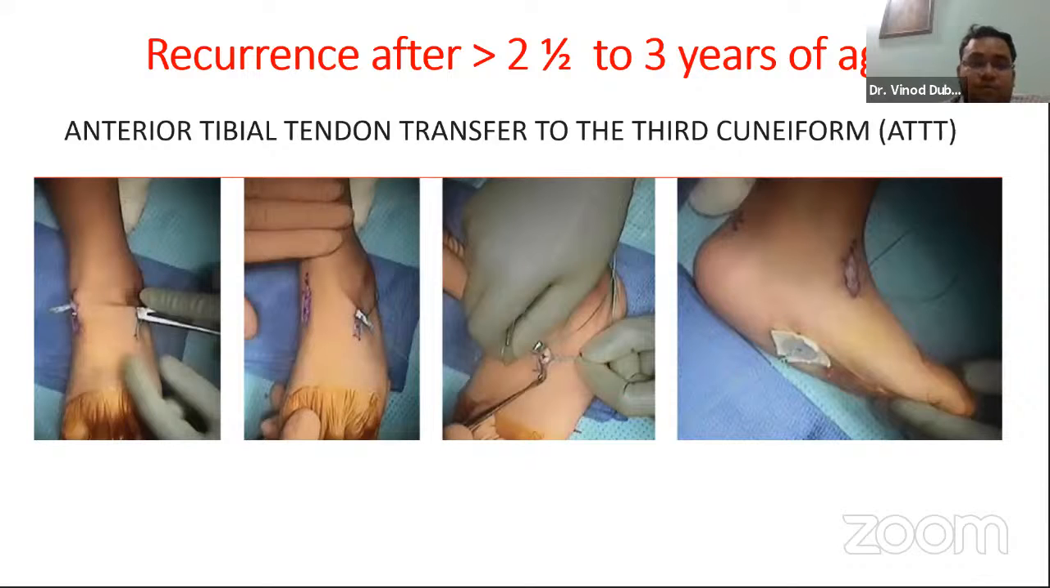And once tendon transfer is done, after 6 weeks of cast, I tell them to walk without brace, because now the tibialis anterior is acting in line. It is doing a dual purpose. First is dorsiflexion, and second it is also helping in eversion of the foot.